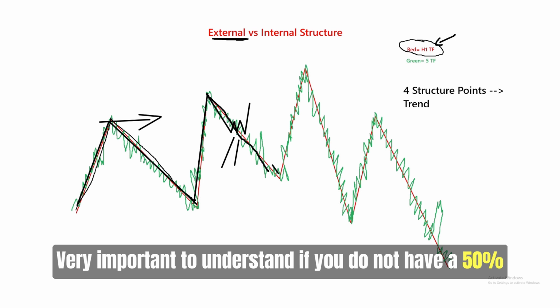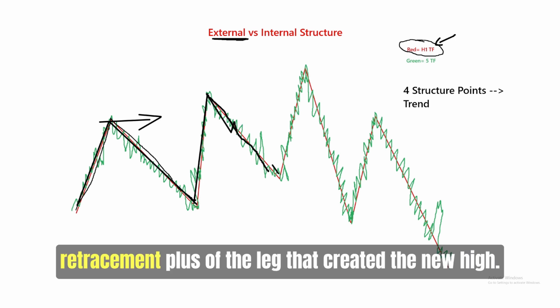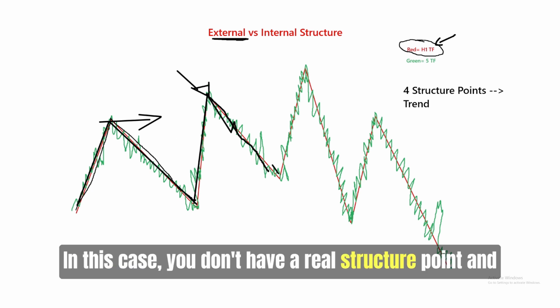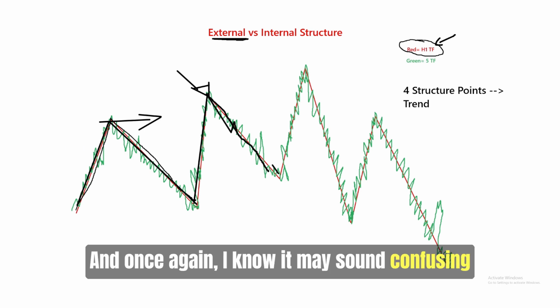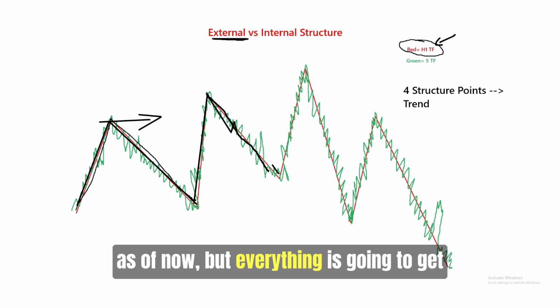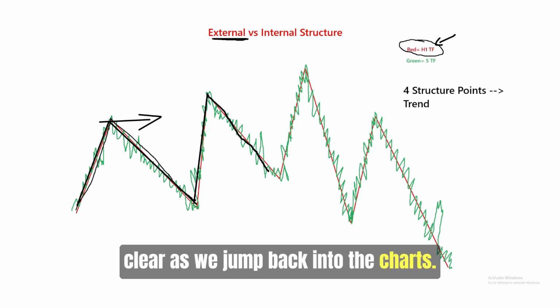If you do not have a 50% retracement plus of the leg that created the new high in this case, you don't have a real structure point, and you should expect it to be taken out as liquidity. And once again, I know it may sound confusing as of now, but everything is going to get clear as we jump back into the charts.